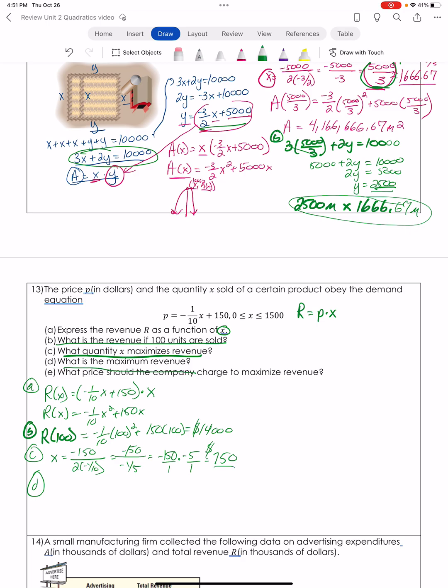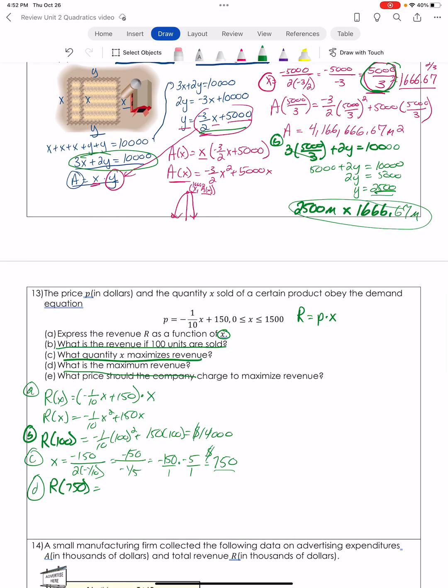What's the maximum revenue? So now we find our revenue, which is going to be R of 750, which is negative 1/10 times 750 squared plus 150 times 750, which is equal to 56,250.